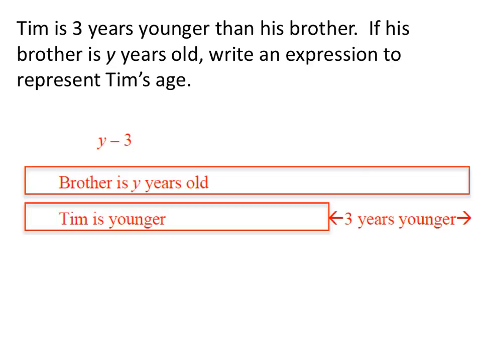All right, Tim is 3 years younger than his brother. Right here it says, all it's saying is that we don't know how old his brother is, but that Tim is 3 years younger, okay? So as time moves forward, Tim will always be 3 years younger.